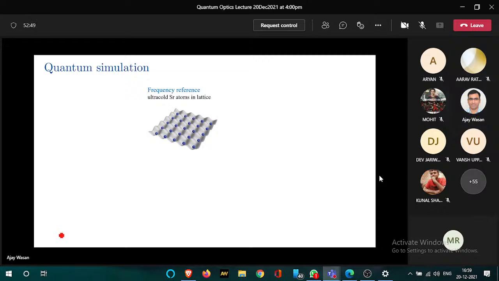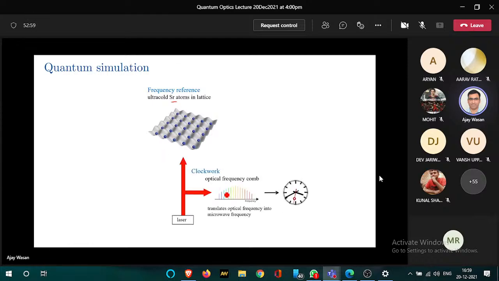One group in the US has trapped strontium atoms like this and is putting a laser beam there, and they are using this optical frequency comb. But in the broad way, I would like to say they have made the atomic clock such that in 5,000 years, not even 1 second, even less than 1 second, change will be there. That much accurate an atomic clock has been made.